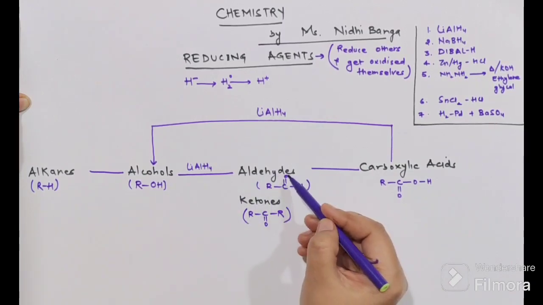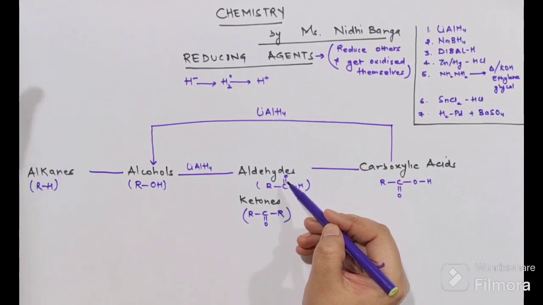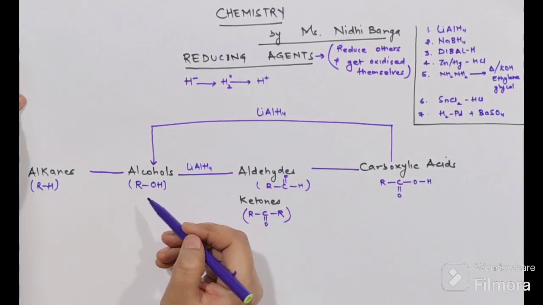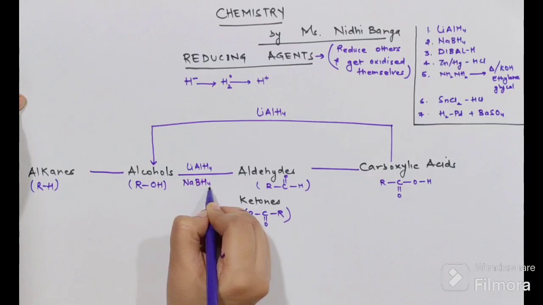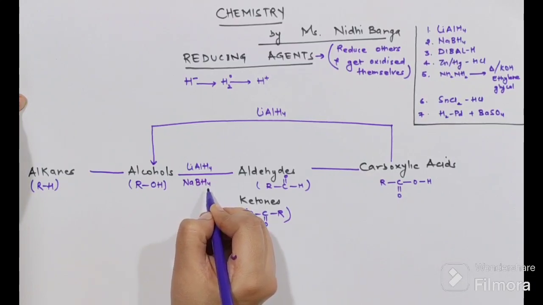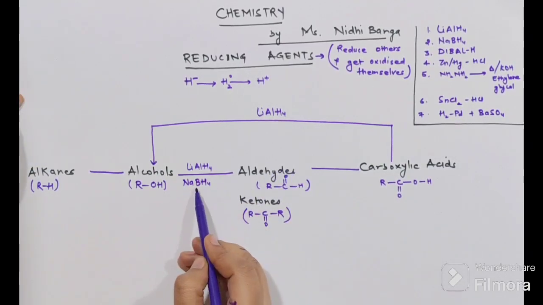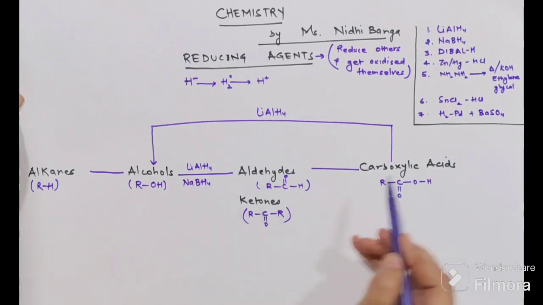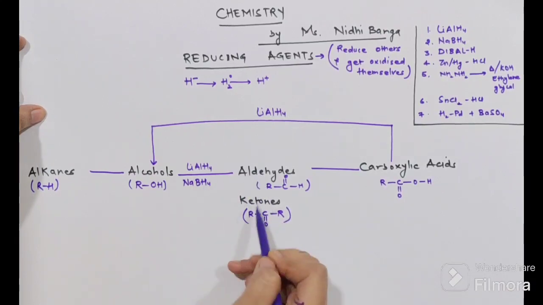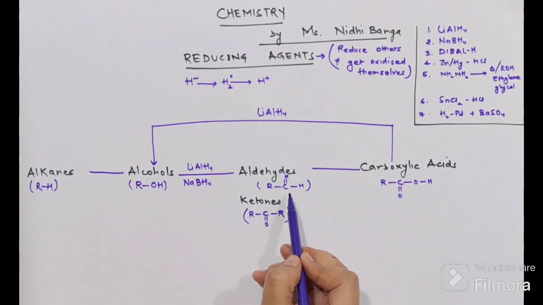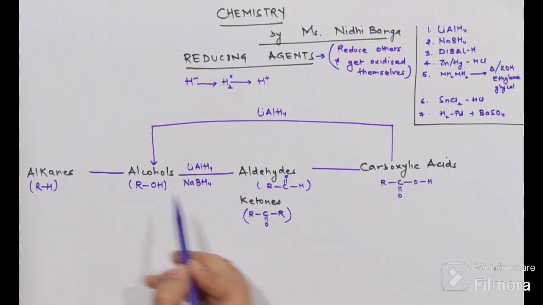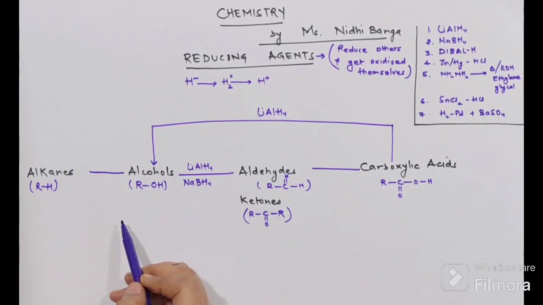For this step, going from aldehyde or ketones to alcohols, we can use another reducing agent, sodium borohydride. This is much milder than lithium aluminum hydride, much more environmentally safe, easier to handle. But this will not be able to act on carboxylic acid. Its limit is from aldehyde or ketone to alcohols. I hope you know that aldehydes upon reduction will give you primary alcohol and ketones upon reduction will give you secondary alcohols.